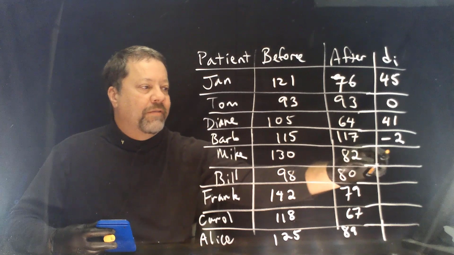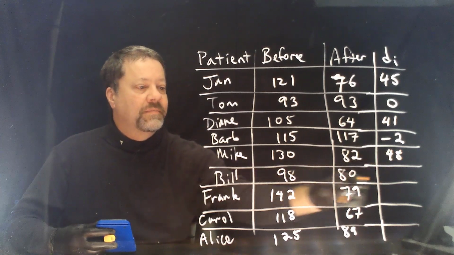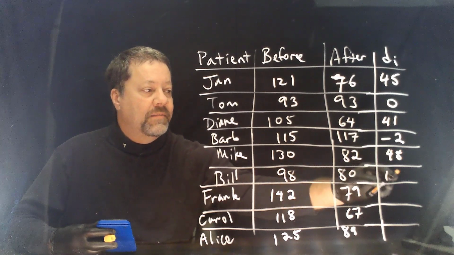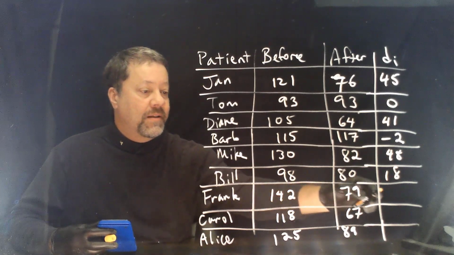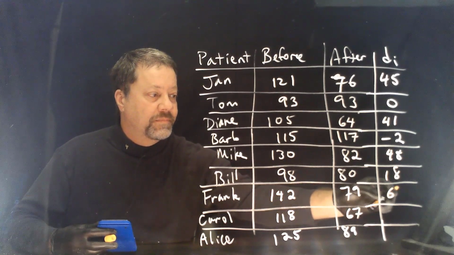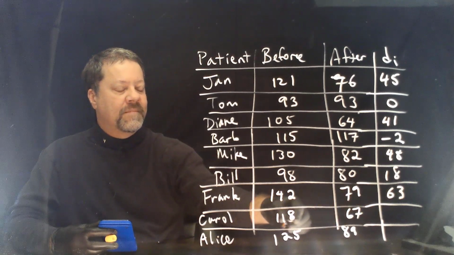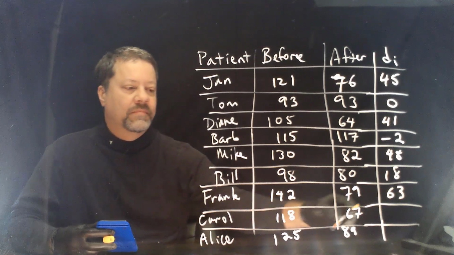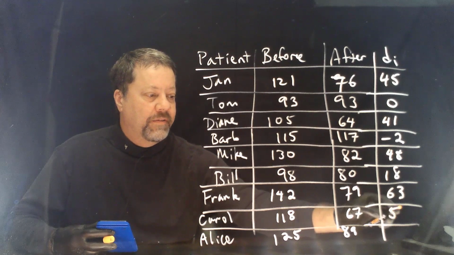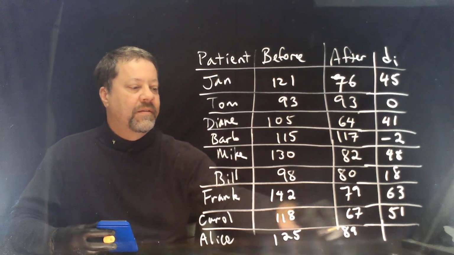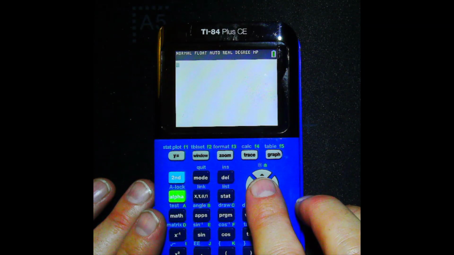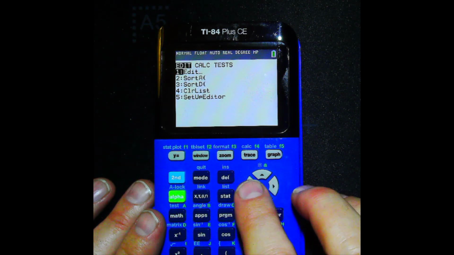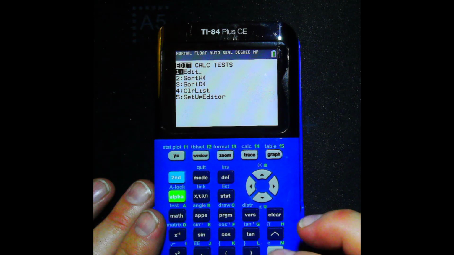This is going to be what? 48 and 18. 63. We get 51 and 36. I'll enter the data as a list. I'm going to edit.